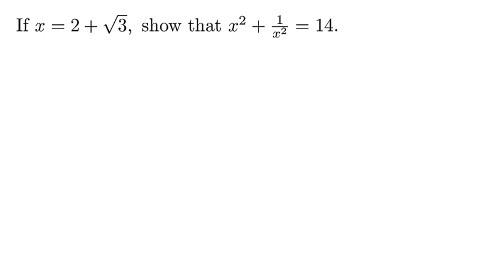If x is equal to 2 plus root 3, show that x squared plus 1 over x squared is equal to 14. So we're supposed to show that x squared plus 1 over x squared equals 14.